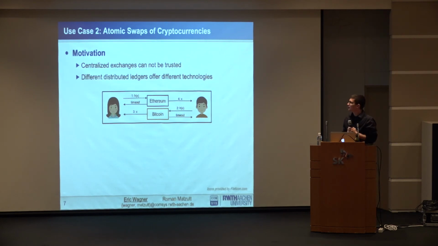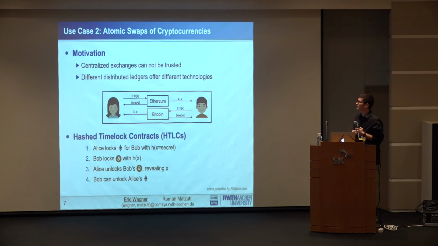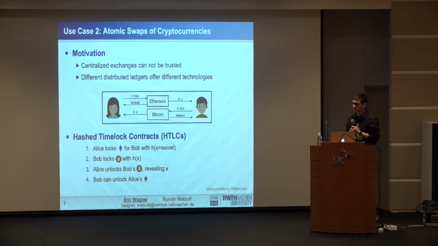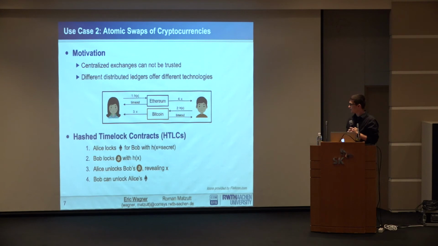And then our second use case, so the initial motivation, was hash time lock contracts, because we have seen multiple times that centralized exchanges cannot be trusted, but still we want to be able to interact with other blockchains and transfer our money to use other applications. So typically this is done with hash time lock contracts, and we have already seen this at the conference.